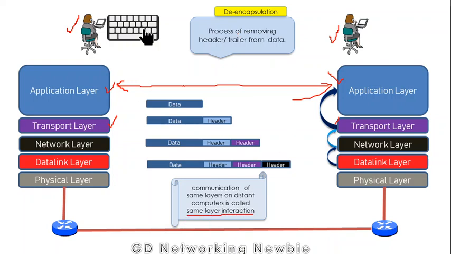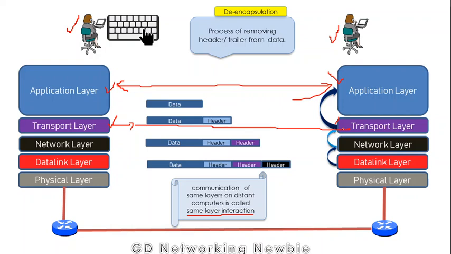So you see, the application layer added something and the application layer removed something. In the same way, the transport layer added a header, and on the destination node the transport layer removed that header. And in that header they have some information for each other. In this way, these same layers interact with each other, and we call that same layer interaction.